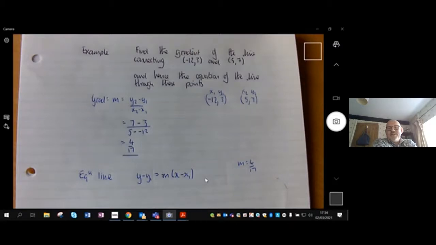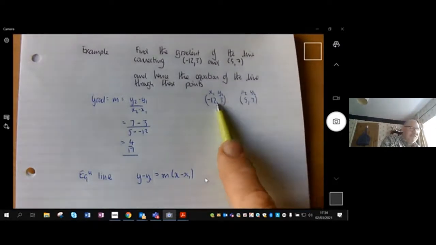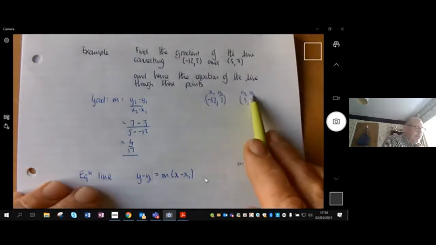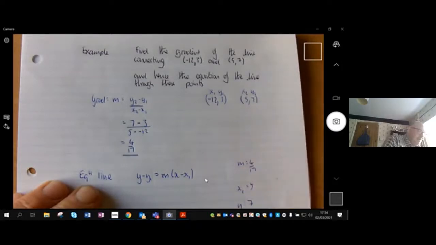Anybody? Positive numbers are easier? Correct. If you're going to make a mistake with this, it's with the signs. So if you've got one of the points with two positives and one with a positive and a negative, ignore the negatives, use the positives. And really, you've called it x1, y1, x2, y2. So in this part of the question, my x1 is 5, my y1 is 7.